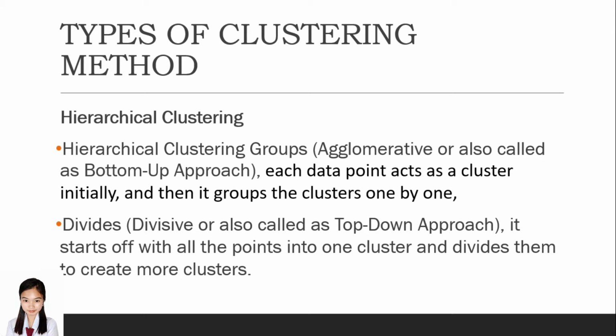Divisive is the opposite of agglomerative. It starts off with all the points in one cluster and divides them to create more clusters. These algorithms create a distance matrix of all the existing clusters and perform the linkage between the clusters depending on the criteria of the linkage. The clustering of the data points is represented by using a dendrogram.